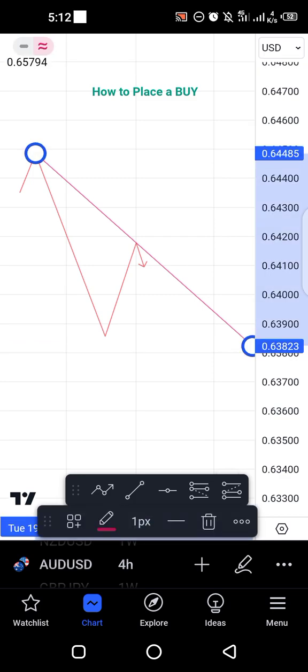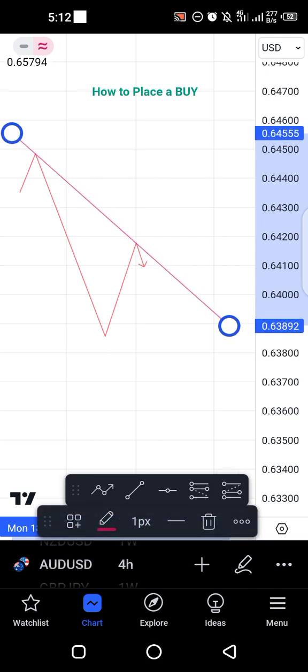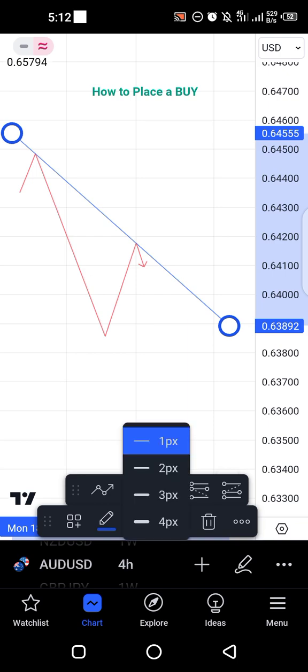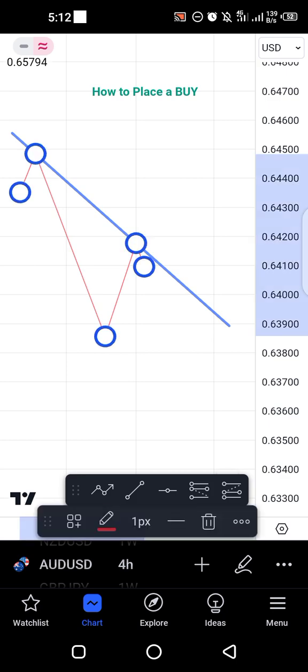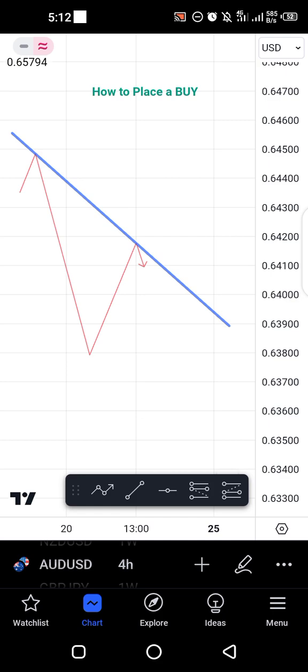I'll still show a real example. This is just so that you understand the concept without any distraction. You know, the chart can be very distracting. Let's change the color of the trend line to blue, make it a little bit thick. So the moment I see two highs, I will draw my trend line. Now the conditions to buy come in two variations.